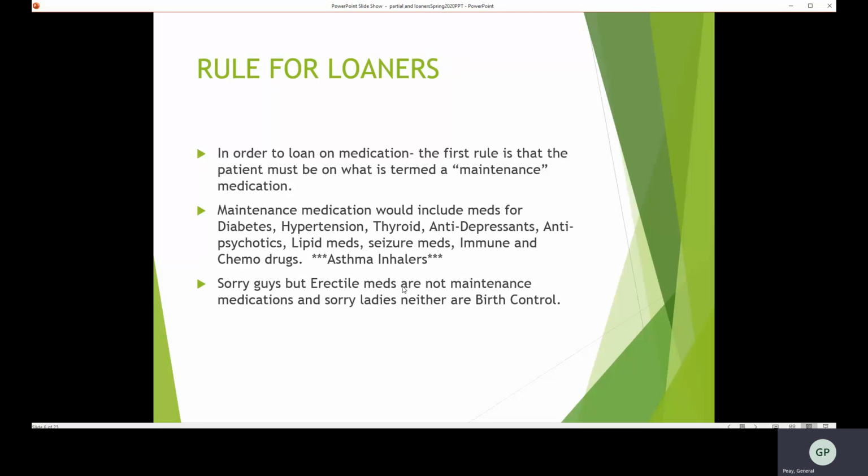They're not maintenance medication. No one's going to be in any bad physical shape or condition if the guy does not have his Viagra medication. Yes, his girlfriend or significant other may be a little upset, but he's not going to be rushed to the hospital, or go into any kind of physical impairment if he does not have his erectile medication. The same thing works for birth control.